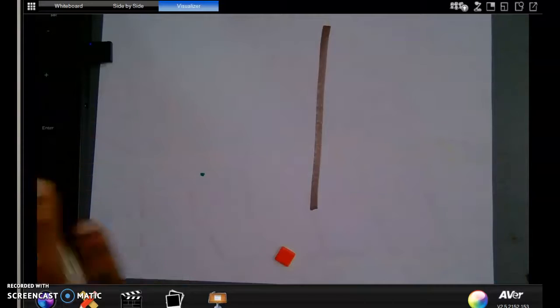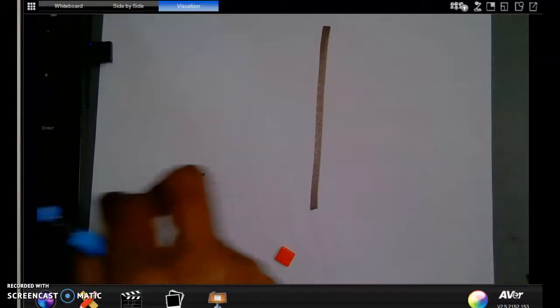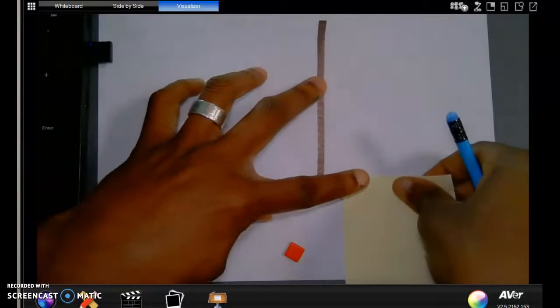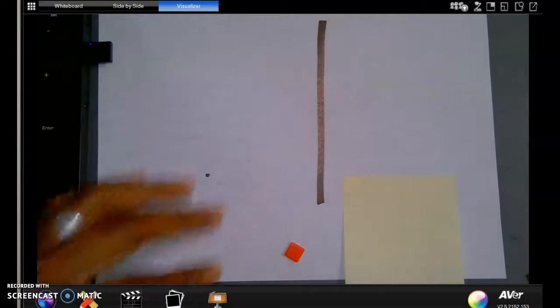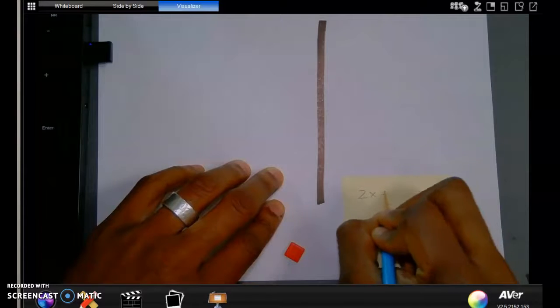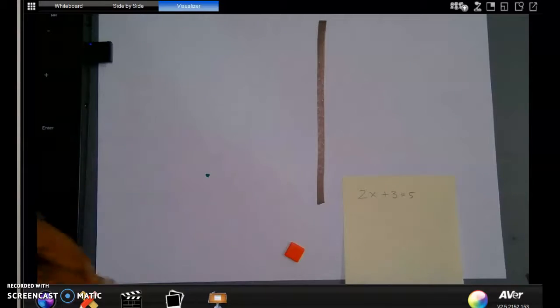All right, so I am going to move on to where I am going to solve for 2x plus 3. 2x plus 3 is equal to 5. Now this is going to be primarily for my 6th grade pre-APs, but reinforcement for 7th grade pre-APs. So 2x plus 3 is going to be equal to 5. Okay. So how do I show that?